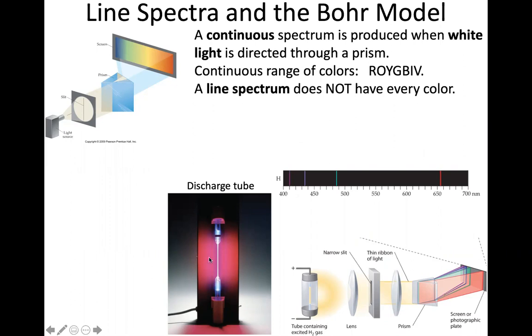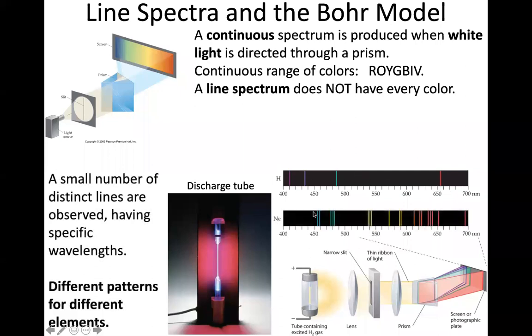When you use it with hydrogen gas within there, you get specific lines. It's not giving you all the colors. It's just giving you specific ones. If you use a different gas in there, like neon, it gives you different ones. If you've heard of a neon lamp, that's what they're doing. They're putting neon gas in a tube, sending electricity through it, and then these are the different wavelengths that are emitted. So when you have a line spectrum, you get a small number of distinct lines with very specific wavelength values. And there are different patterns for different elements.